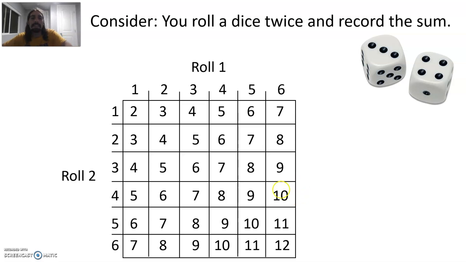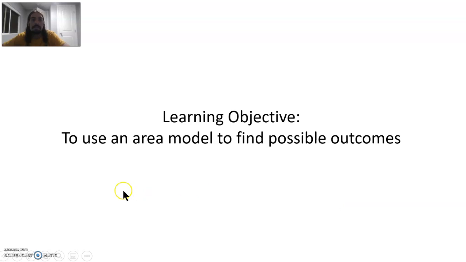And the idea is all of these squares on the inside represent all the possible outcomes of rolling a dice twice and recording the sum. So you're going to get a number between 2 and 12, and this shows how common each number is. So that's just a recap of how we can use an area model to find possible outcomes.